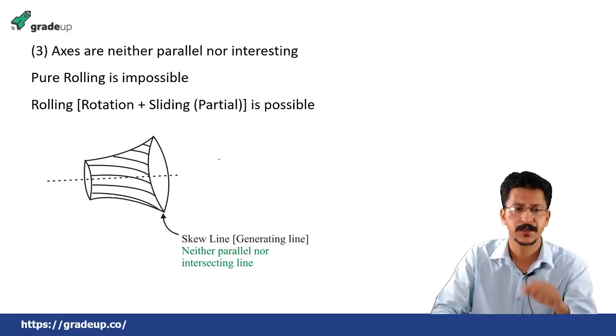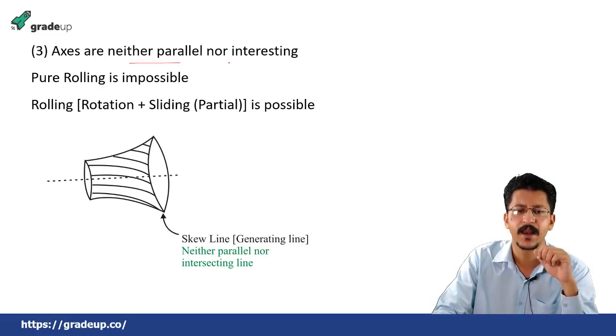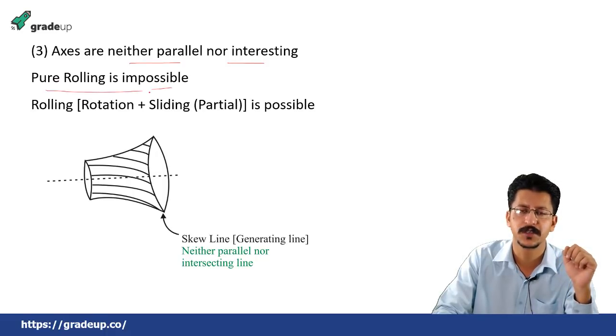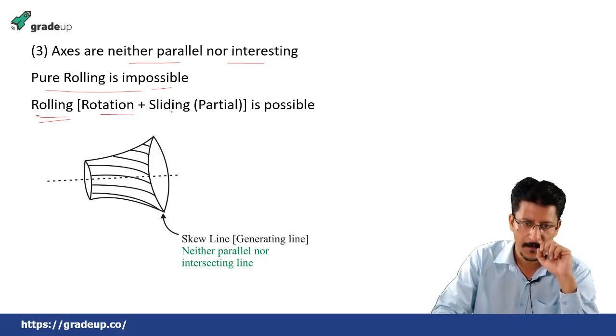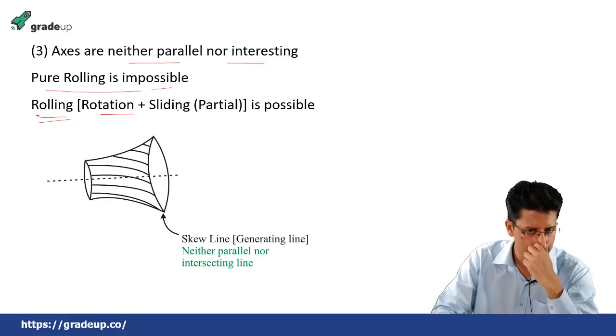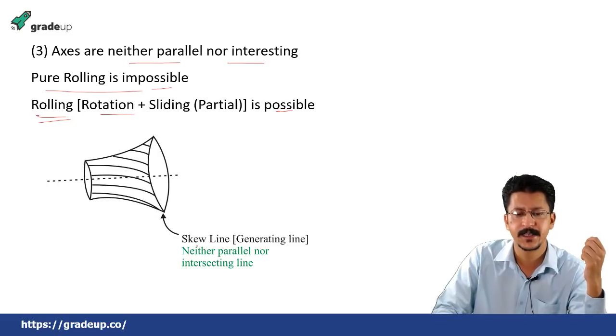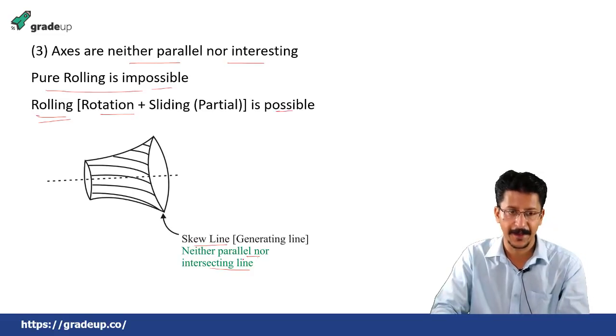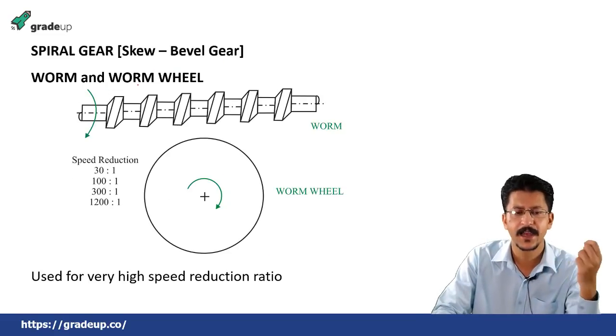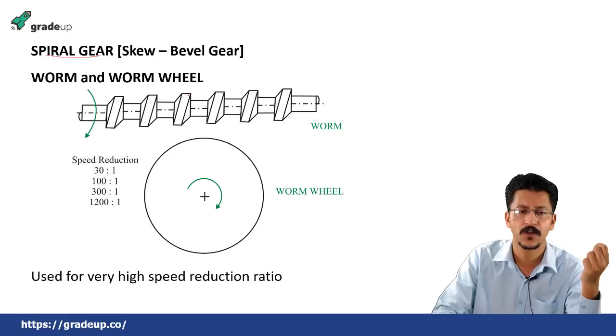Okay. Next, axes are neither parallel nor intersecting. Then in this case, pure rolling is impossible. Pure rolling is impossible, but simple rolling, that is rotation plus partial sliding, is possible. And the generating line in this case is a skew line. It is neither parallel nor intersecting line. The gears of these kinds are known as spiral gears, also known as skew bevel gears.